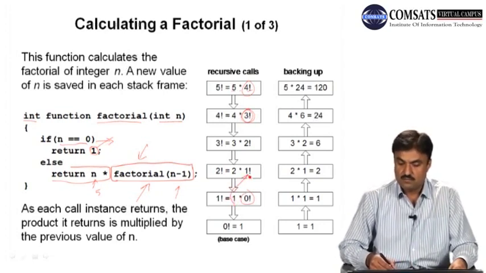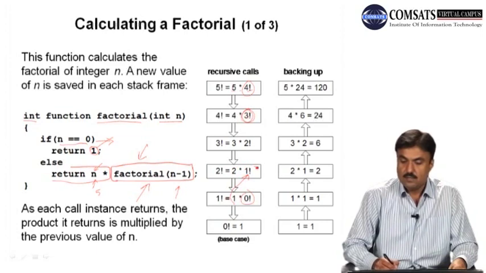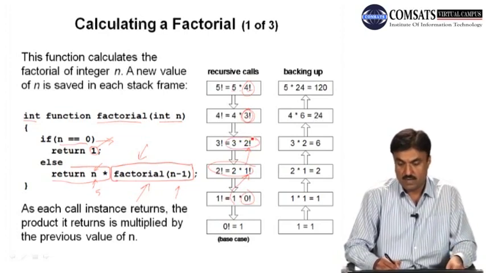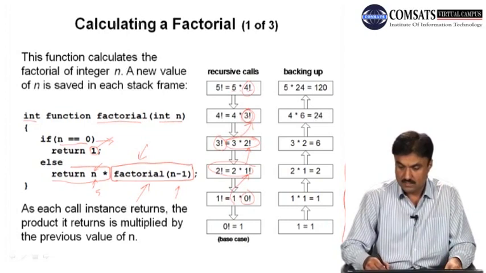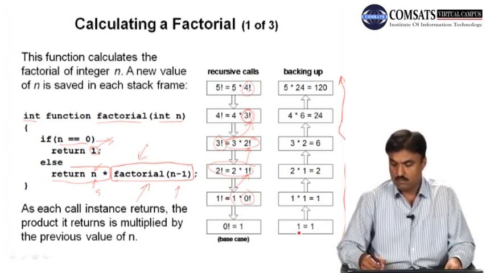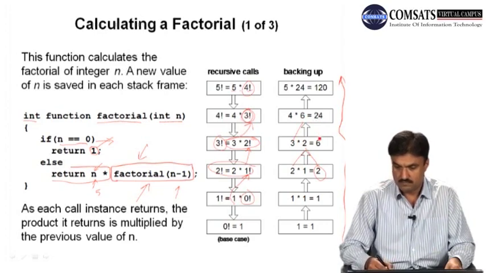So this return value 1 will be multiplied with the previous value, and then whatever the result is, it will be returned back here, and in the previous call it will be multiplied, and whatever the result was, it will be sent back to the previous call, and so on. So the calculation will be done in this way. So when n is equal to 0, it will return 1. So 1 multiplied by 1, 1 multiplied by 2, and 2 multiplied by 3, and whatever the result is, it is being transferred here.